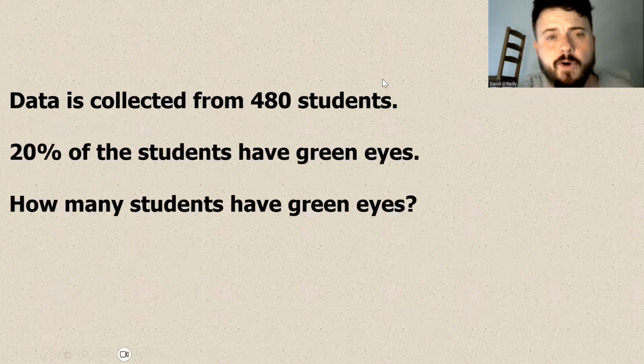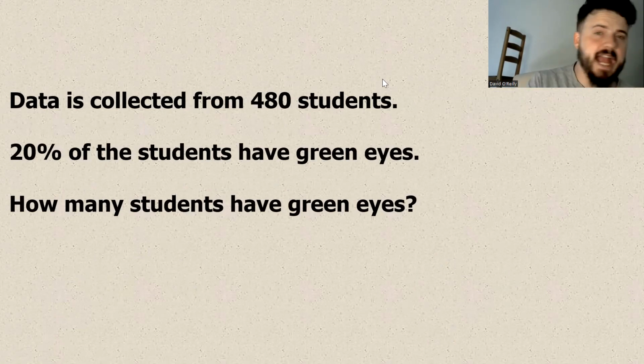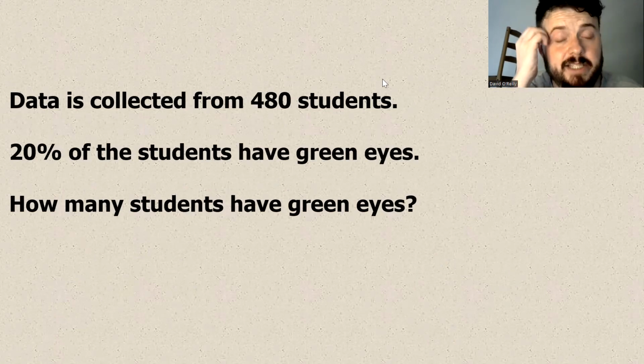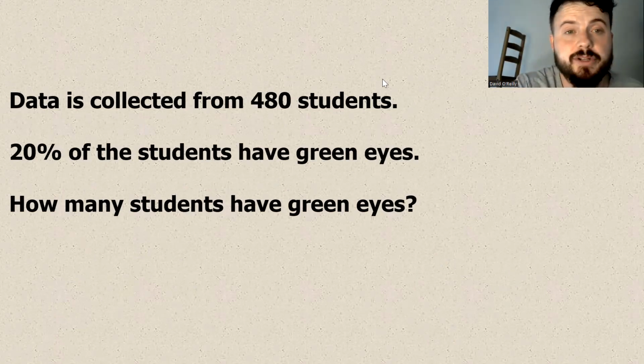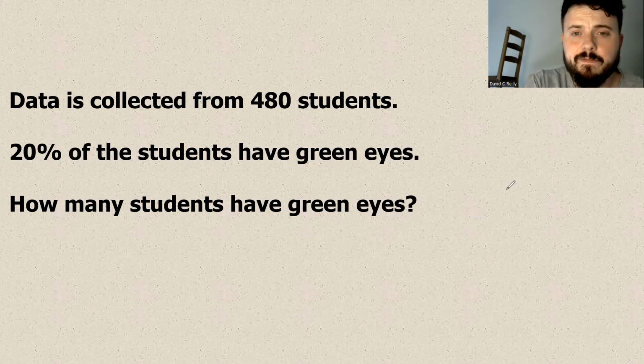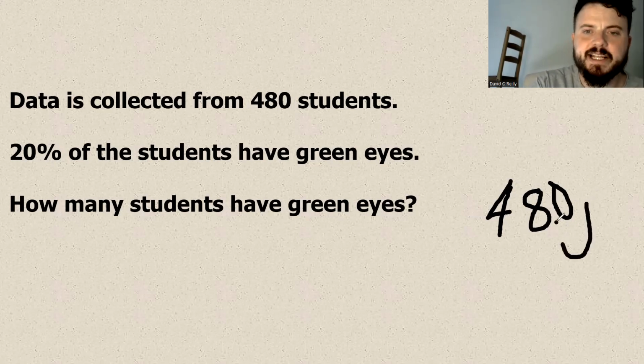Data is collected from 480 students. 20% of the students have green eyes. How many students have green eyes? Pause the video, get an answer, play the video when you're done. Okay, let's work this one out. We've got 480 students and we want to find 20%. How do we find 20%? Well, we can find 10% and double it. How do we find 10%? We divide it by 10. Imagine a decimal point at the end. Move it once to the left. 10% is 48.